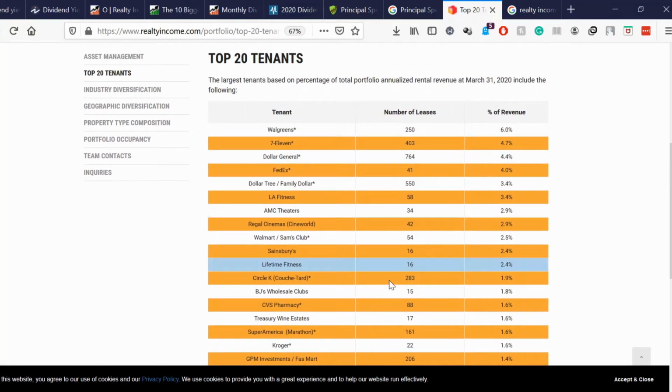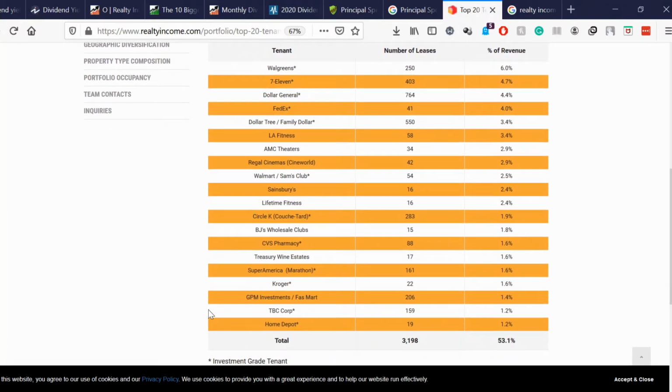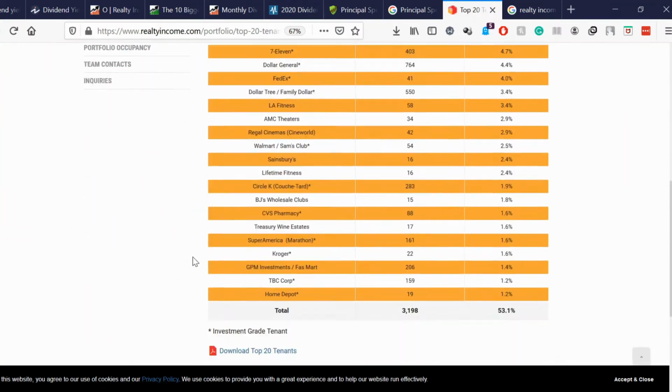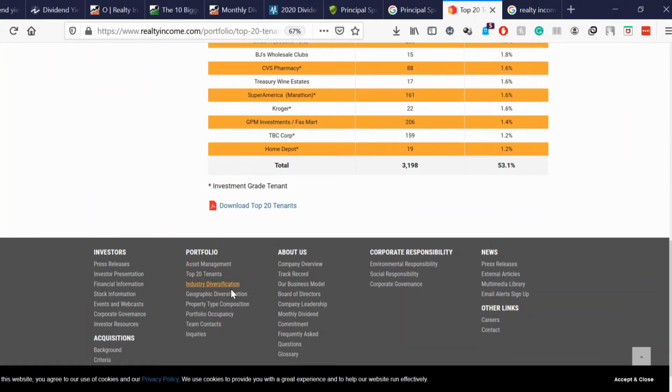Number of leases, it gives you the number. Percentage of revenue, it gives you the number. Now, of course, some of these industries are struggling, LA Fitness, AMC Theater, but Walmart, Walgreens, 7-Eleven, FedEx, Dollar General, Dollar Tree, CVS, those are pretty reliable companies. Home Depot, those are companies that I'm pretty confident will be okay. And then next, I would probably click on here, monthly dividend commitment. You click on that, and it's gonna load.